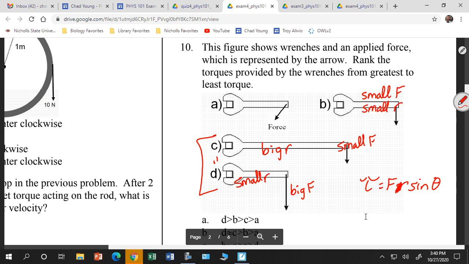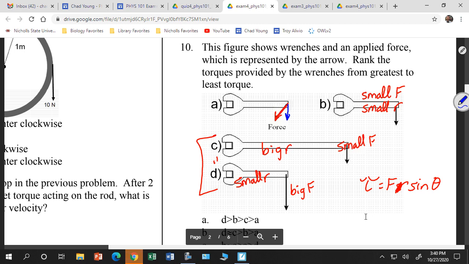So it's going to be next. And then A is the smallest of all. It's the same as B, except now my force is at an angle. So only a component of this force is actually causing a torque. So the component of that force that causes a torque is smaller than it is in part B. So the ranking here would be D is equal to C, is bigger than B, is bigger than A.